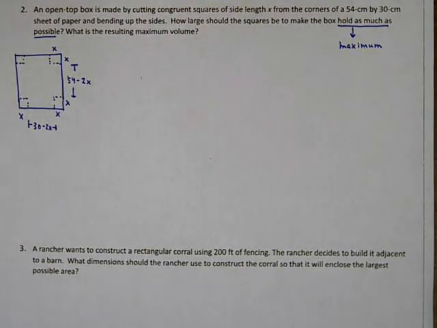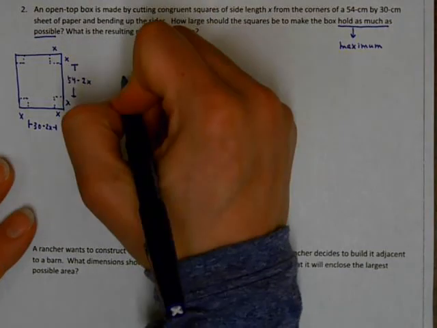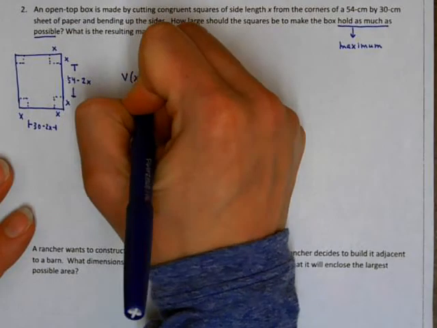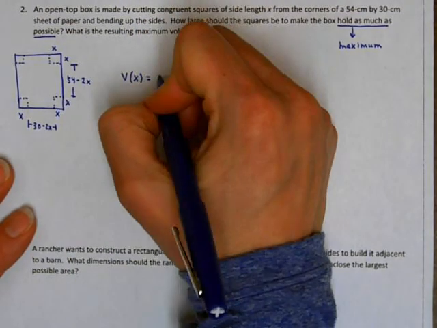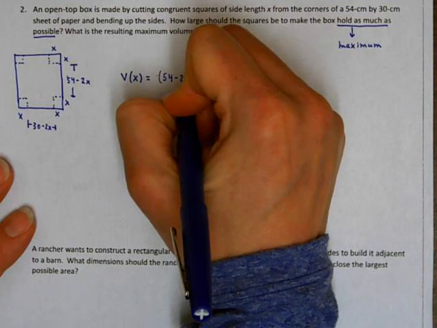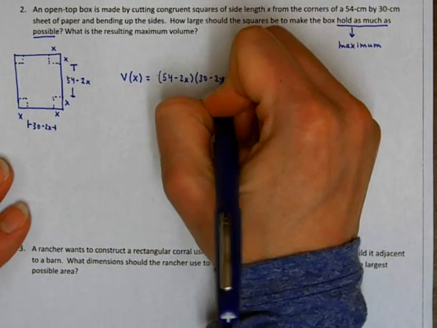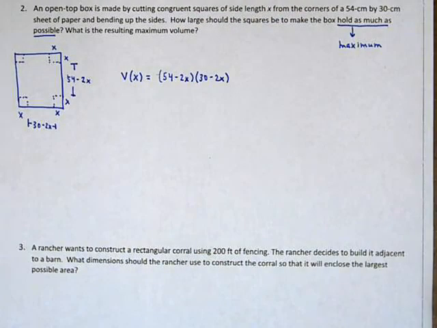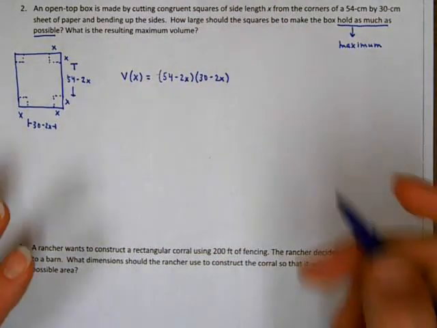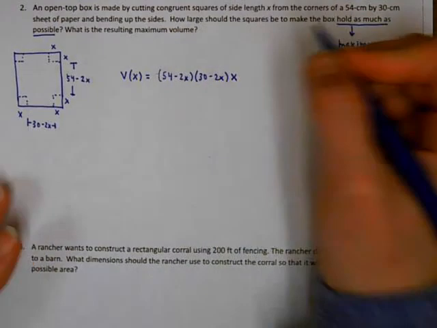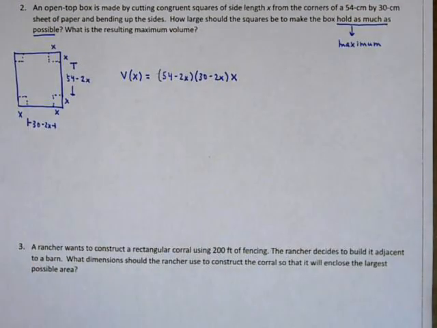Now for volume, I know that's going to be my length times width times height. So I'm going to have 54 minus 2x times 30 minus 2x. And then my height of that box when I fold up the edges is going to give me a height of x.